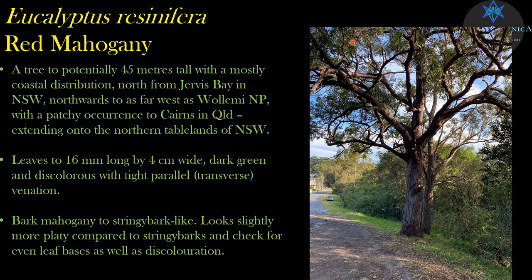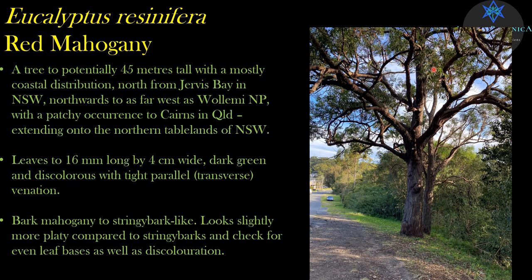We'll get to the stringy barks, but the stringy barks tend to not have so much of a generous canopy. It's sort of a more contained, I think, not a very spreading umbrella-like canopy. And most of them have concolorous leaves. This guy has discolorous leaves, strongly discolorous.